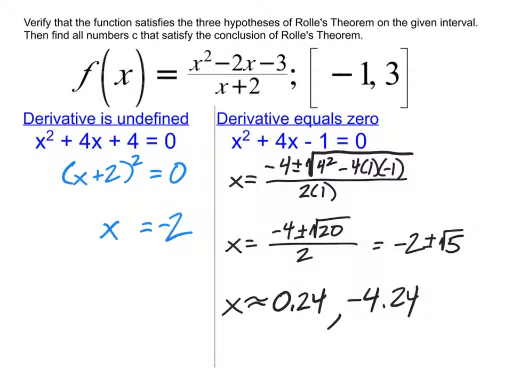Now, notice between the two values that we just found, only one of them actually is going to fit within our actual interval that we are given. And so that's the only answer. So in the end, this is the C value. The C value is about 0.24, or in other words, -2 plus the square root of 5.